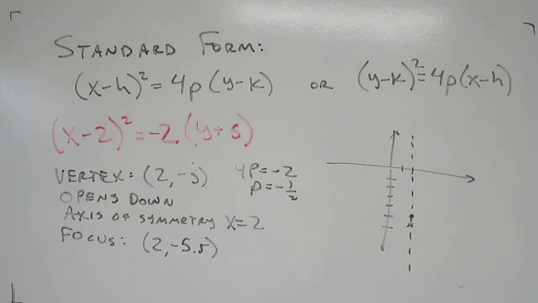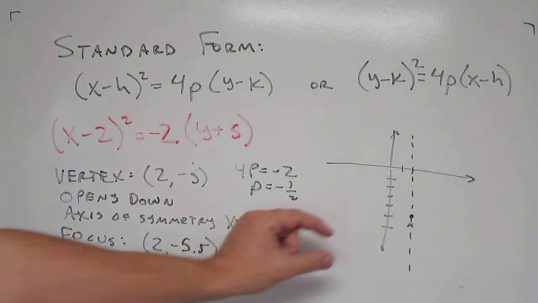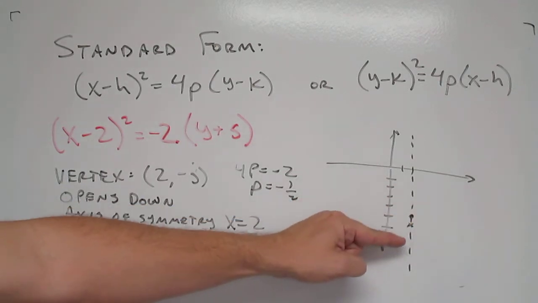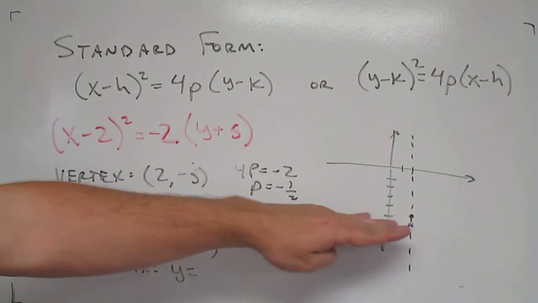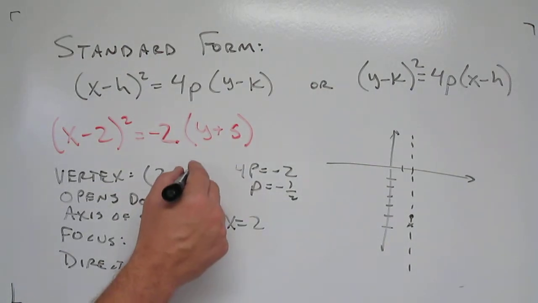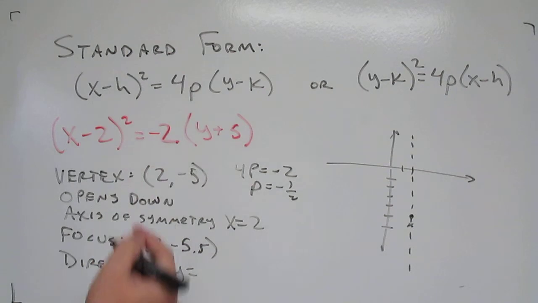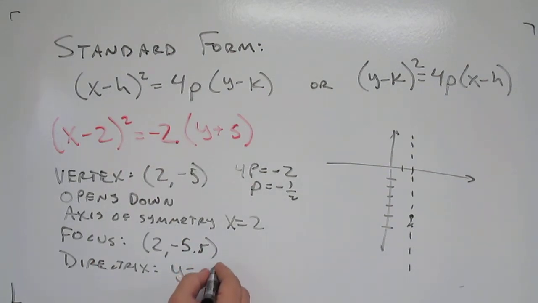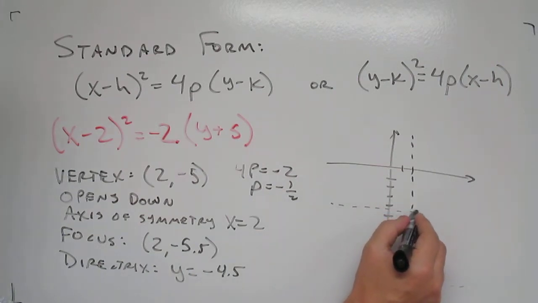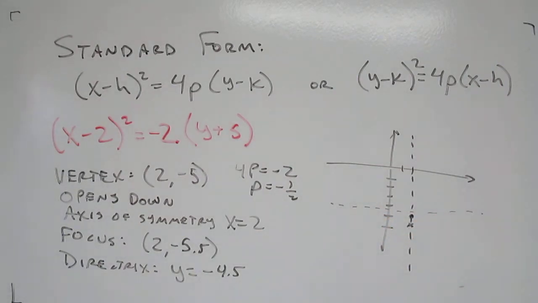Well, right away that should tell you that our directrix is going to be perpendicular to that. So that's going to be y equals, but y equals what? Well, if I moved 1/2 for my focal length, or p, to get down for the focus, I would move from the vertex in the other direction to get the directrix. So if I was at negative 5 and I wanted to move 1/2 in the other direction, it's negative 4.5. So I'd have a directrix that looks something like that.